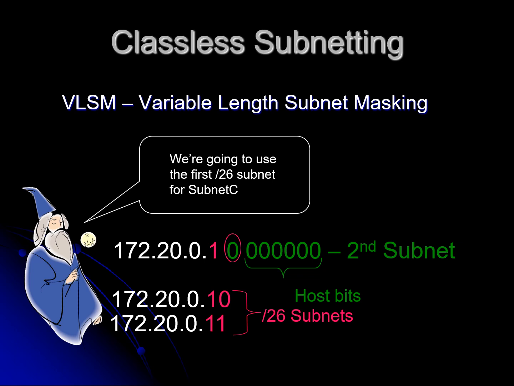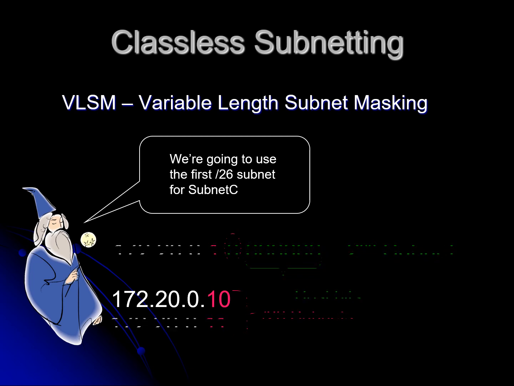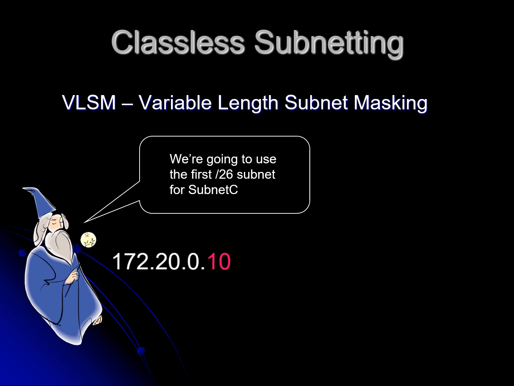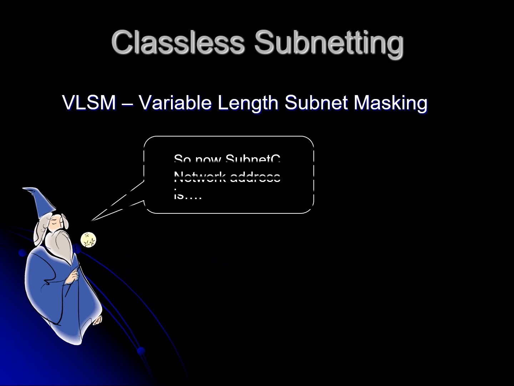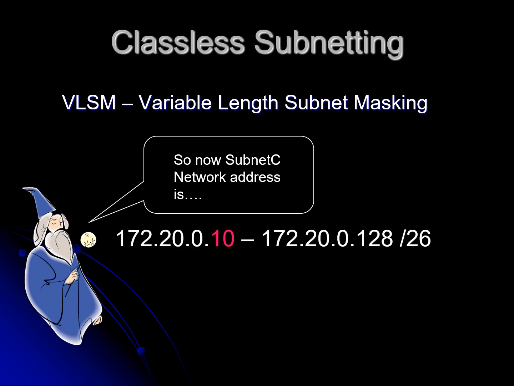We're going to take the first /26 subnet to cater for subnet C. Yeah, in binary, it looks like so. Now, subnet C network address is 172.20.0.128/26. Yeah, remember we started off with /25, and then now we have a /26 subnet. Yeah, binary notation of 128.